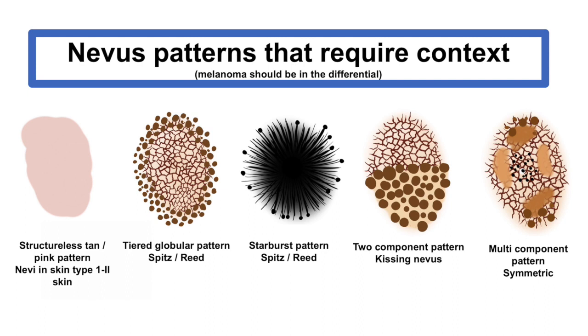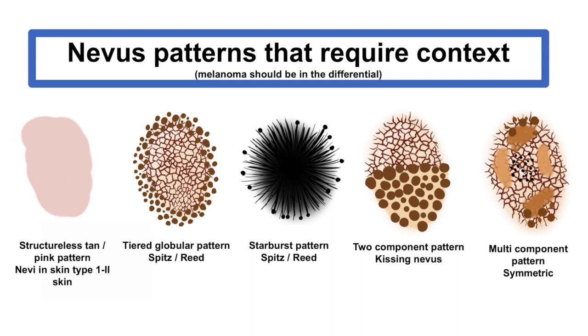Number 2, the peripheral globules, but now you have multiple peripheral globules. We call them tiered, one on top of the other, or where the center doesn't have a network, either one. Number 3, the classic starburst pattern, right, which Sheila showed this morning. And then you have the multi-component pattern, which is your more moderate to severe dysplastic nevi.